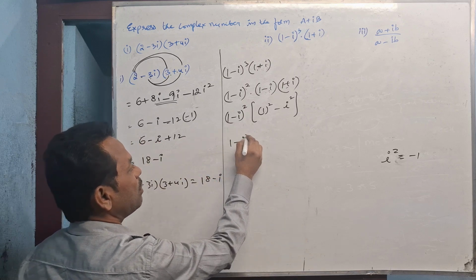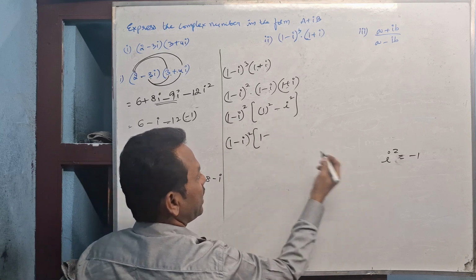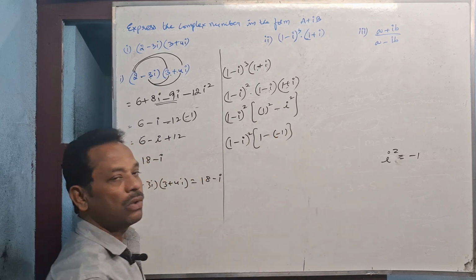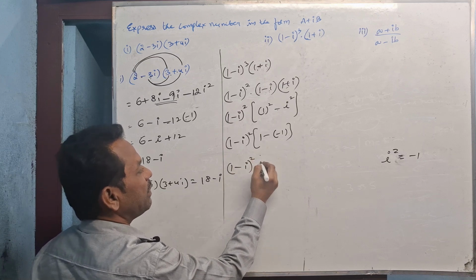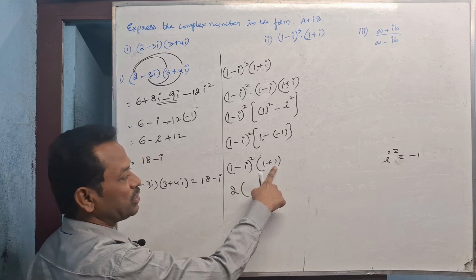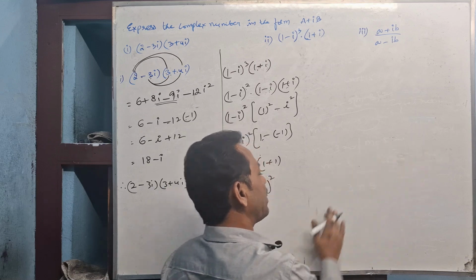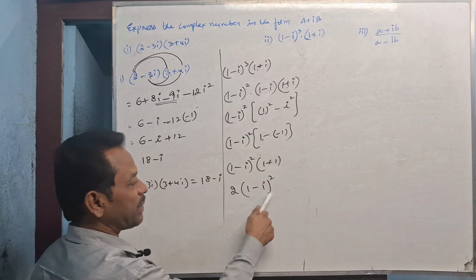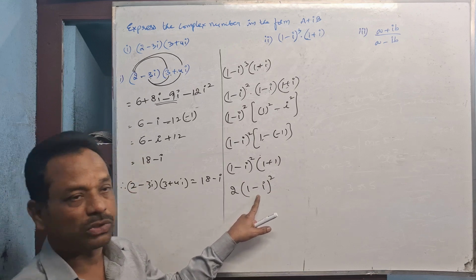So (1 minus i) whole square: as it is, here I'll take 1, and in the minus, i square is minus 1. So 1 minus i whole square equals 1 plus 1, so we'll get 2 into (1 minus i) whole square. Now again, bacho, let me use the (a minus b) whole square formula to expand this 1 minus i whole square.